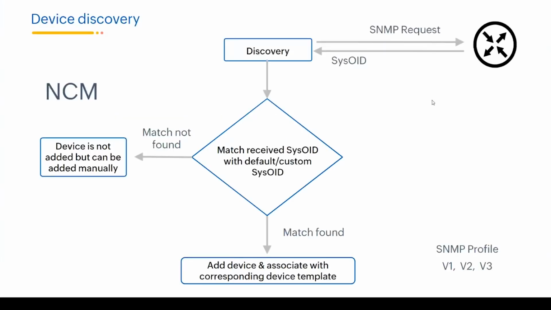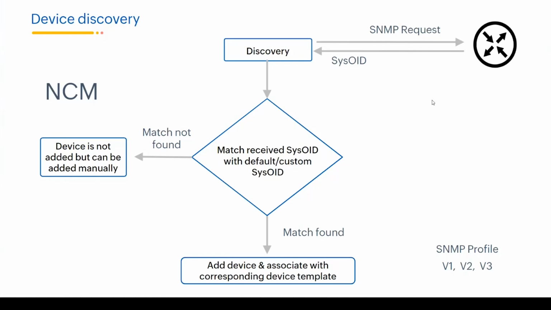So now let's move on to the first functionality of the network configuration manager, which is device discovery. Here I have given a short architectural diagram of how SNMP discovery works in network configuration manager. So basically the discovery engine of network configuration manager will send an SNMP request to the device, and the device will in turn send a sysobject ID to the discovery engine. Then the discovery engine will match the sysobject ID with the default or custom sysobject ID available. So if a match is found, then the device will be added automatically.